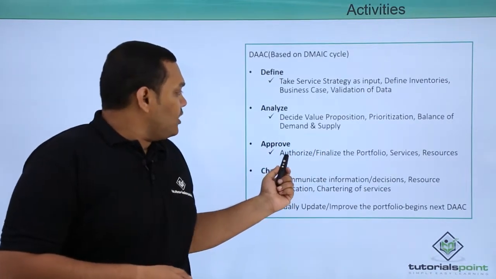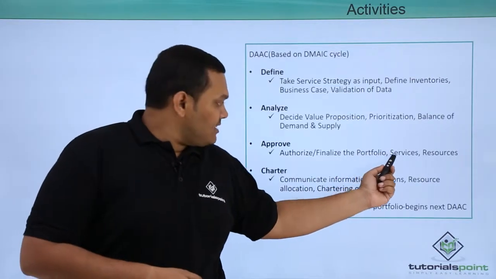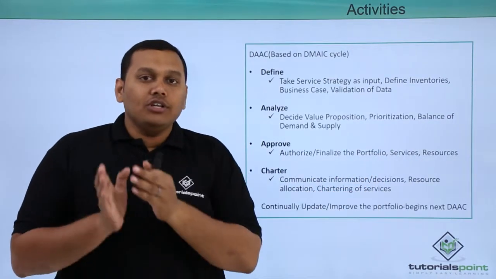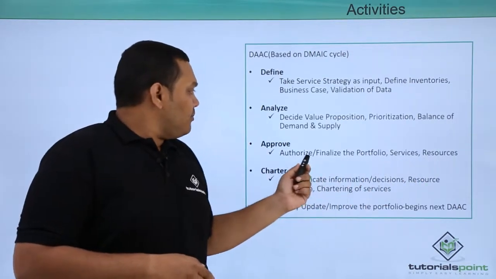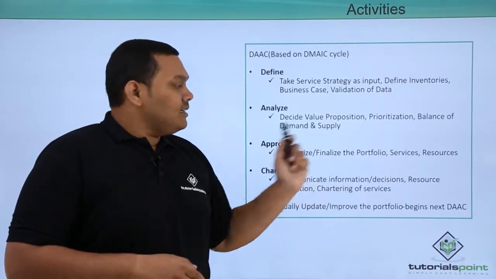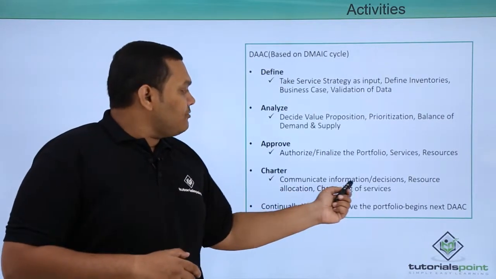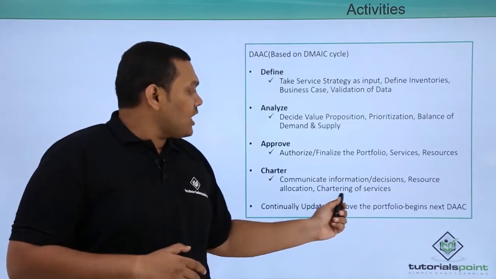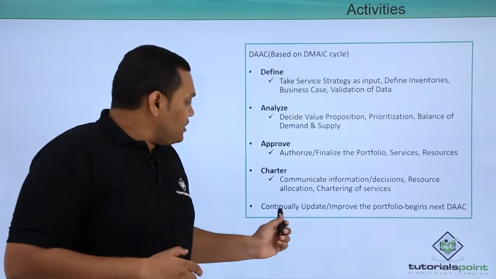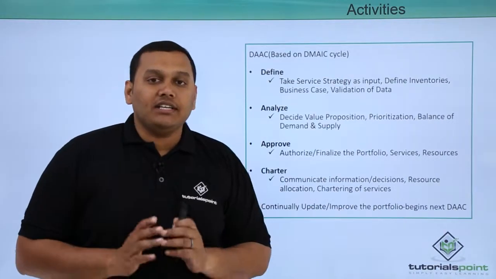So, coming to approve, you can see it authorizes or finalizes the portfolios, services and resources. So, this will approve the portfolios, services and resources, finalizing the services in demand. You can see the charter: communicate information, take decisions, resource allocation and chartering of services. So, continual update or improvement to the portfolio begins in the next DAAC.